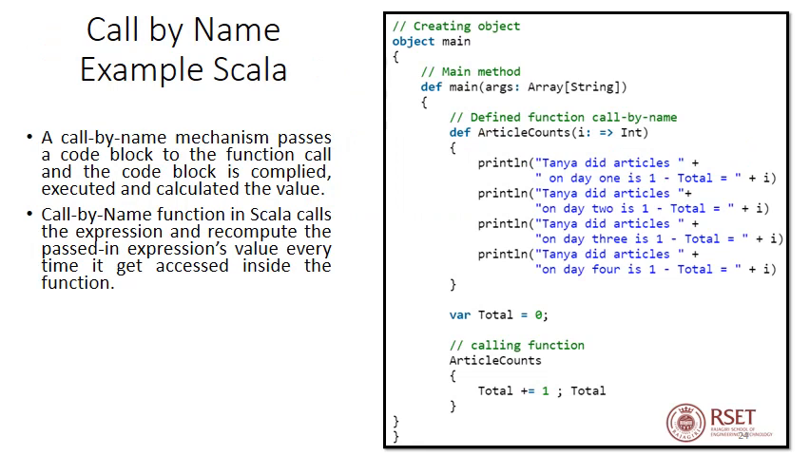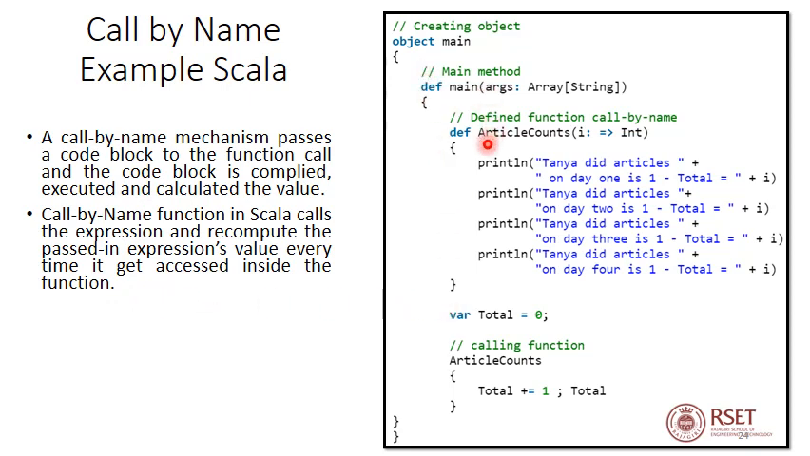Now we'll see an actual example code snippet from Scala to see how call by name works. A call by name mechanism passes a code block to a function call. This is the case in Scala, where the code block is compiled, executed, and its value calculated. A call by name function in Scala recomputes the passed in expression's value every time it gets accessed inside the function. So here you can see that we have a main method.